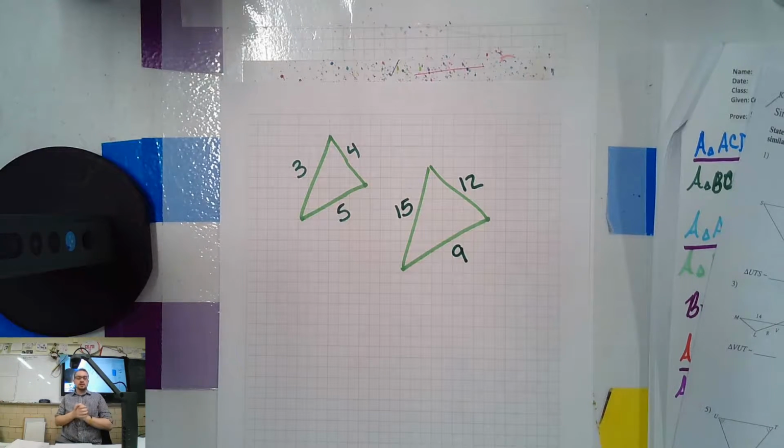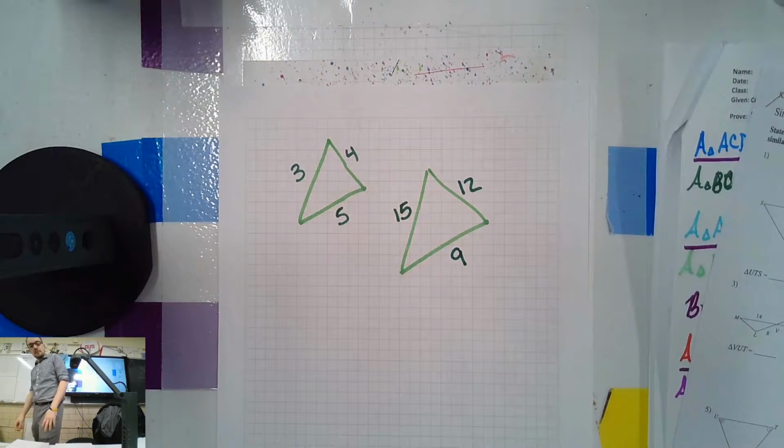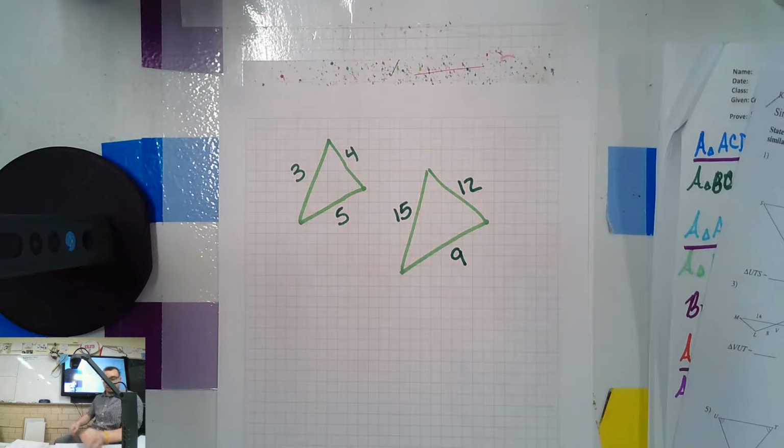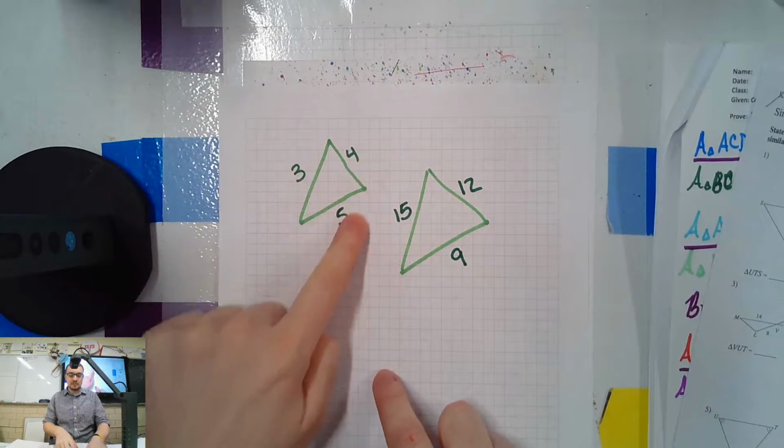But these triangles are similar. They're not the same, right? Because they're different sizes, they couldn't be congruent. But they are similar, because there is a number that you can multiply this triangle by to get this triangle, right? Might be hard to see at first. But what number would I multiply all these sides by to get these sides?